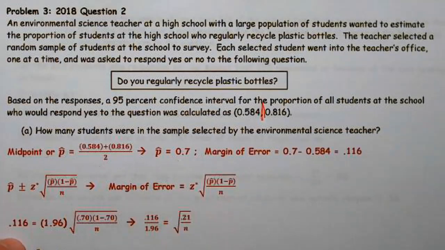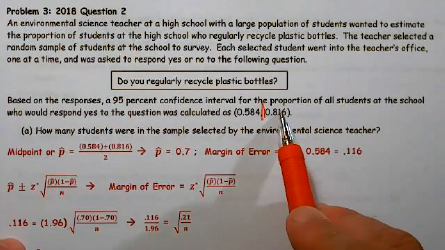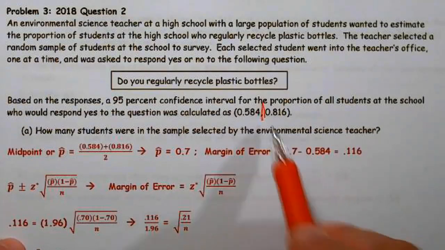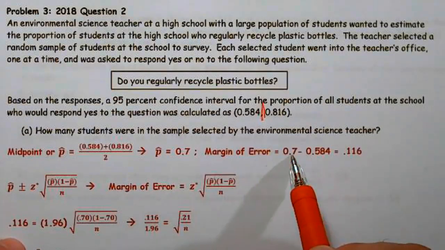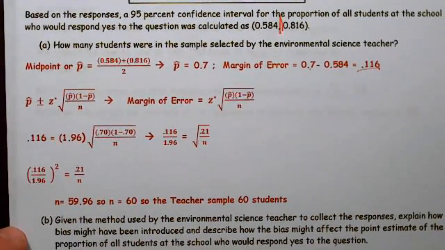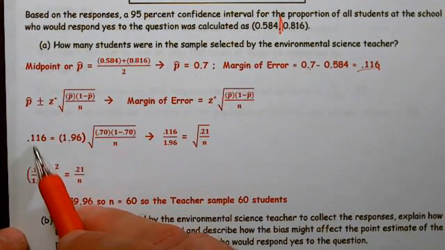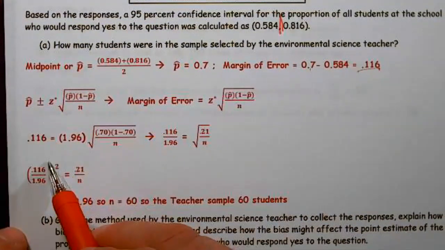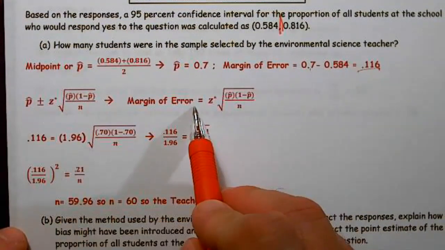Now, another thing that I'm missing is the margin of error. Well, margin of error is how far any endpoint is from the center. So I could subtract, as long as I had the difference between any one of the endpoints and my center, I'd be good. So I find out that my margin of error is 0.116. A little trickier there because they didn't tell you the margin of error. You had to calculate it out. So my margin of error is 0.116.